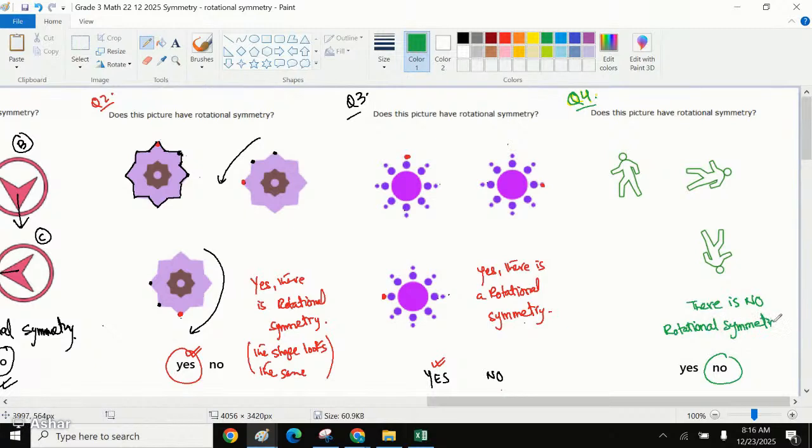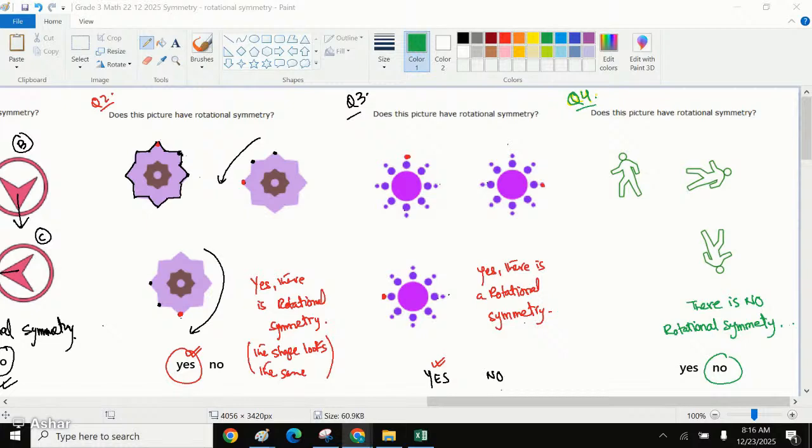Oh sorry, I wrote symmetrical, T-R-Y. There is no rotational symmetry, okay? Because the shape has to look exactly the same. Okay, thank you. Let's try the next question.